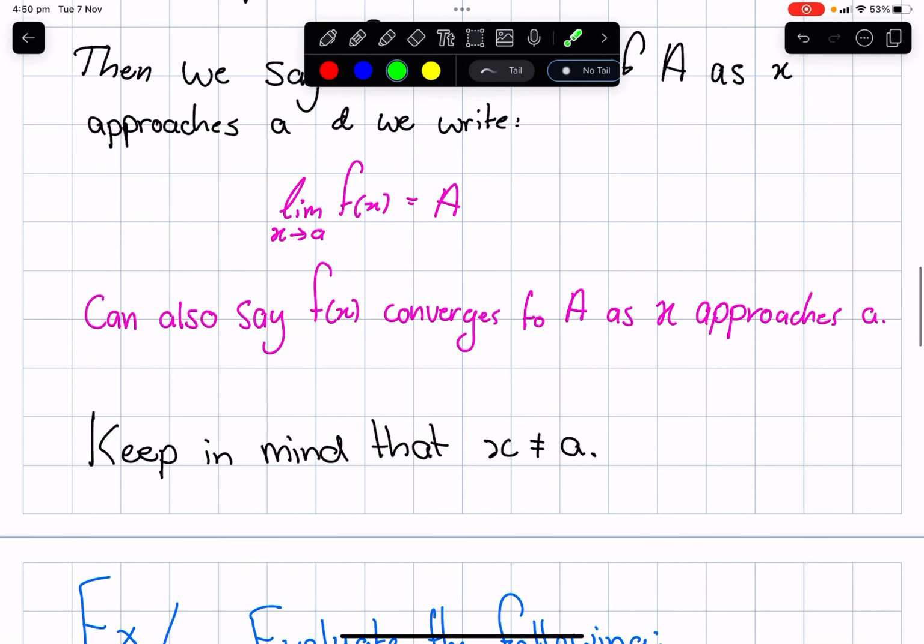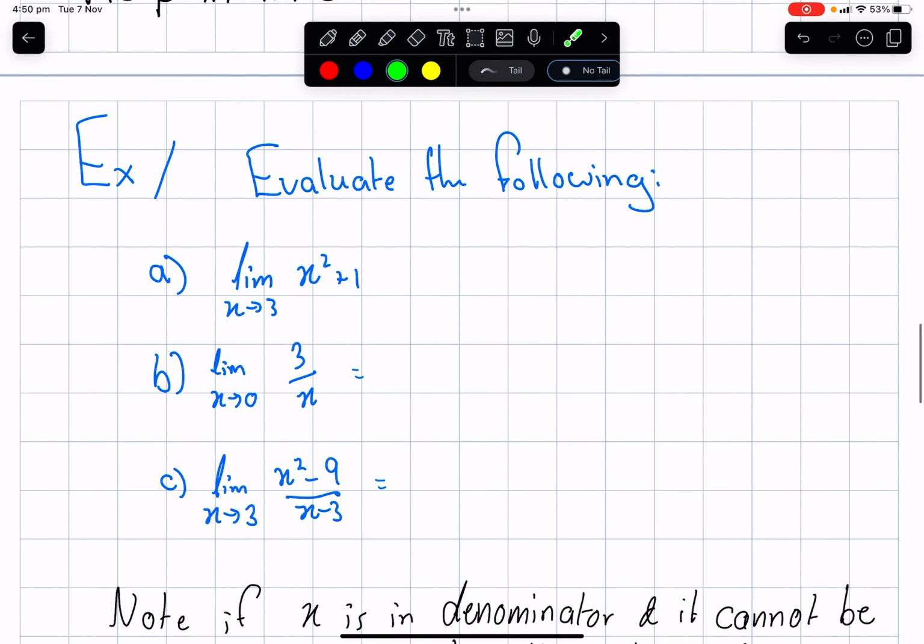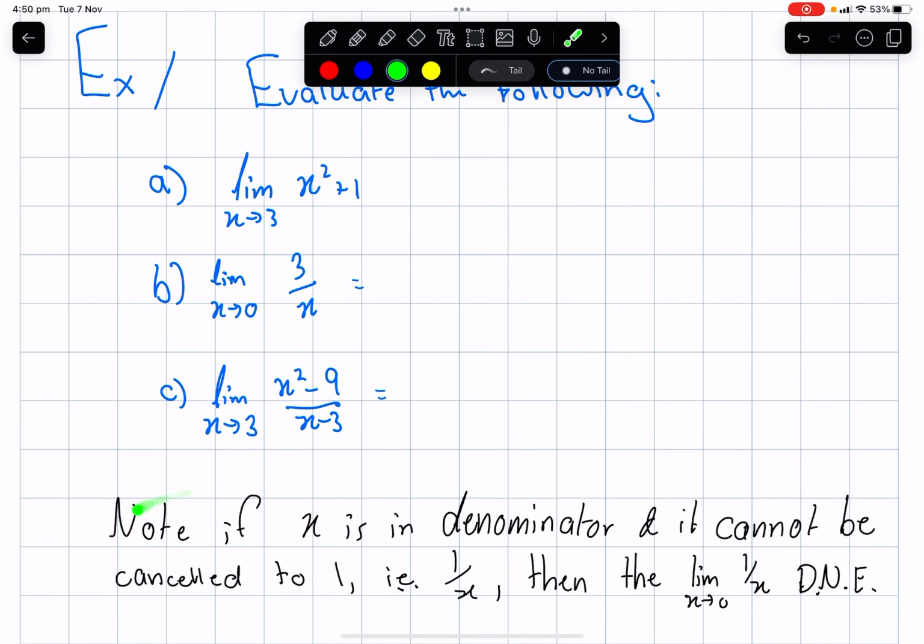All right. Now, we're going to practice doing some limits. Now, I want to make a little note here. So if x is in the denominator and it cannot be cancelled to 1, i.e. we have 1 over x, then the limit as x tends to 0 of 1 over x does not exist, because at x equals 0, this is undefined. So that's a little rule we're going to keep in mind when we're going through these questions.